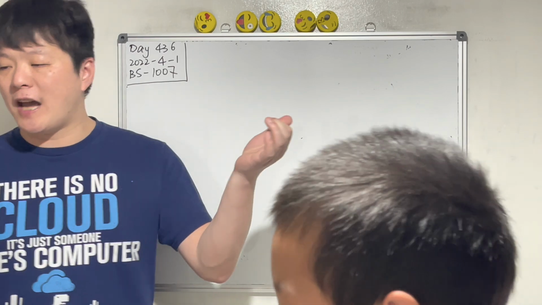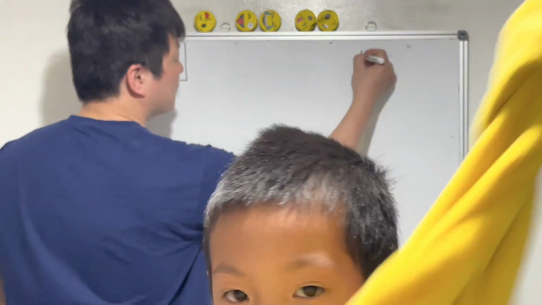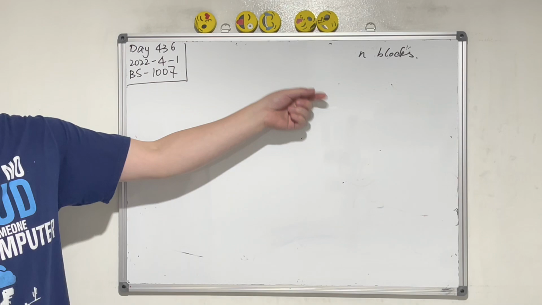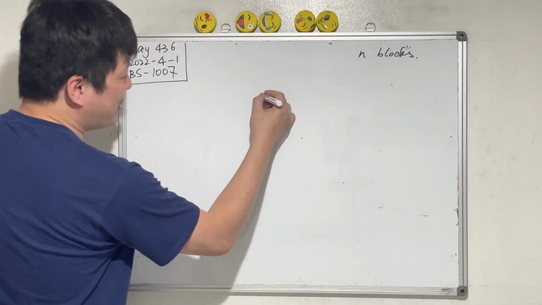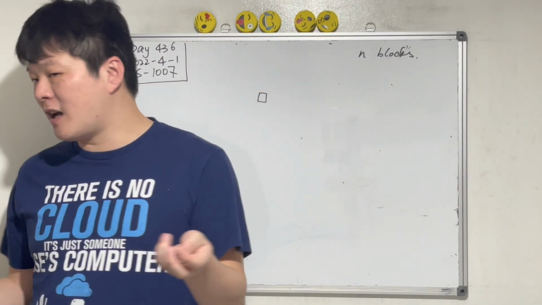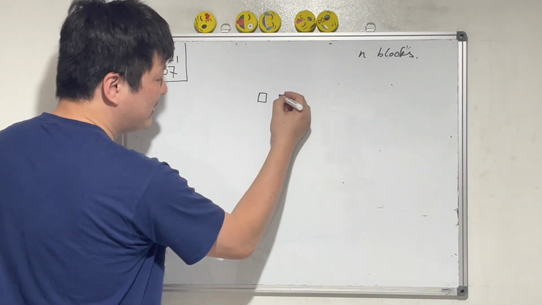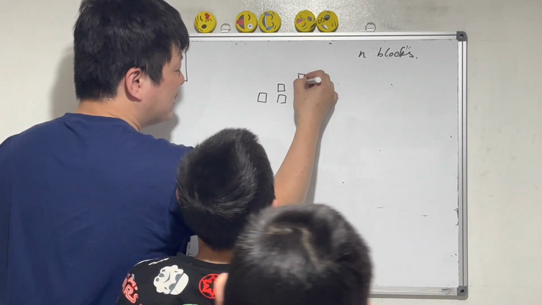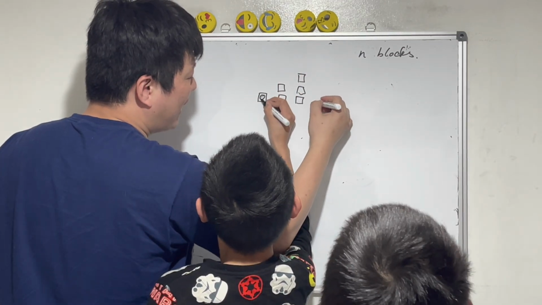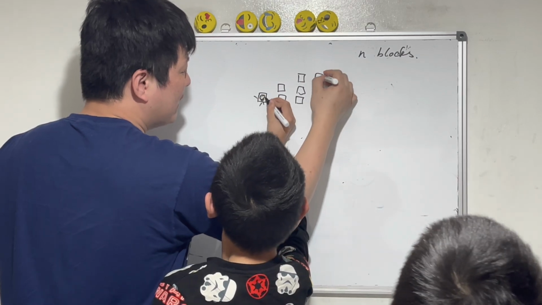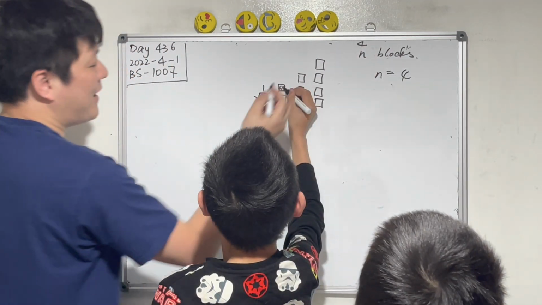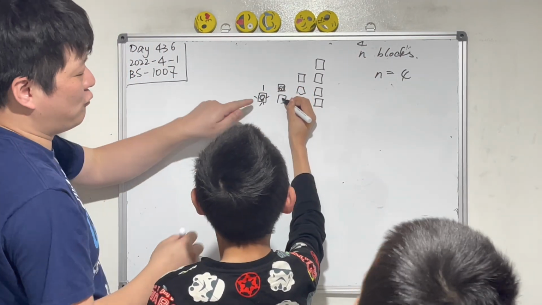Let's say we have n blocks, and the sizes are 1 to n. Look, this is one block. You know the number of blocks: 1, 2, 3, 4. So let's say we have 4 blocks, n equals 4, and the block sizes are 1, 2, 3, 4.